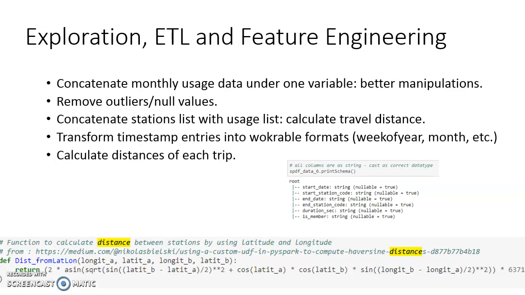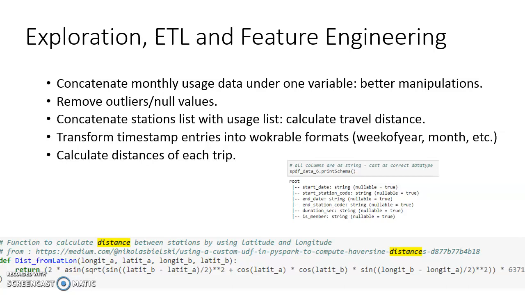We did the data exploration that was mostly presented in the prior presentation. We extracted, transformed, and loaded the data, and we did use Parquet files for accessing the data in the different notebooks. And we also performed feature engineering. We concatenated the monthly usage data under one variable. Each month was from a different file, and we put that in one unique variable.